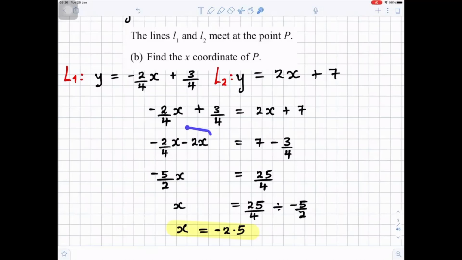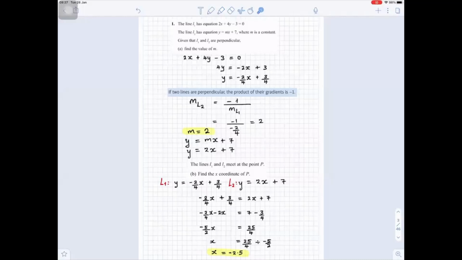So minus 2x over 4 minus 2x gives you minus 5 over 2 x. 7 minus 3 over 4 gives you 25 over 4. Now it's minus 5 over 2 times x, so you divide by minus 5 over 2. So x becomes minus 2.5. That's your complete solution for question number 1: m is equal to 2 and x is equal to minus 2.5.